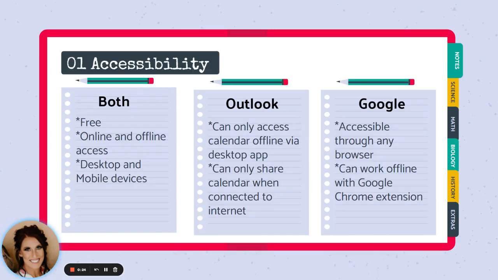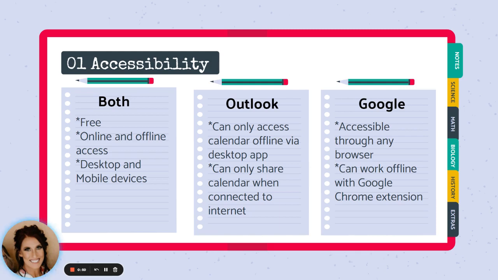So the first one is accessibility. I've broken these down into 3 categories. So on the left-hand side, accessibility within both of the Outlook and Google, and then middle is just Outlook features, and the right-hand side is just Google features. So within accessibility, both of these do offer free services.